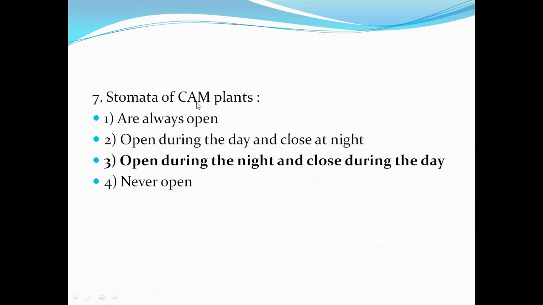Stomata of CAM plants, okay, they are always open. Now, CAM plants are specialized plants which have certain modifications to store water. Now, in CAM plants, what happens? The stomata open during night time and close during daytime, because if they open during daytime, then transpiration occurs and water is lost through stomata. So these CAM plants have special adaptations to conserve water. They remain open during night and they close during the daytime.